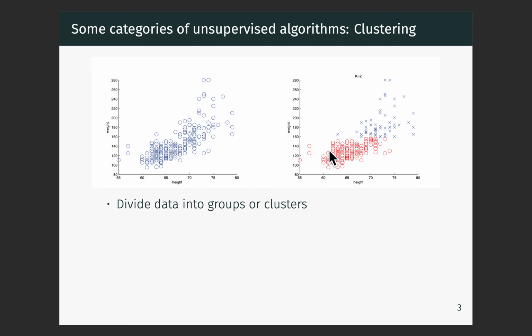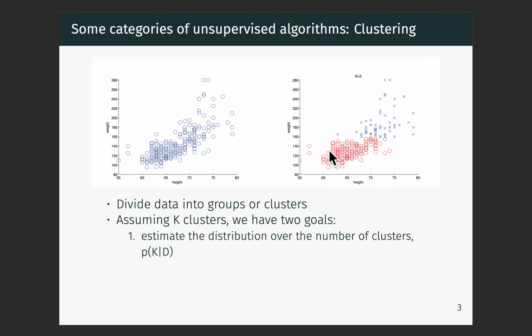So just to revise, the key idea of clustering is to divide the data into groups or clusters. And if we assume that there are k clusters, we have two goals. So you might already be wondering how do you learn k, or how do you know what k, what number of clusters, to use? So that's the first problem. We are trying to estimate the distribution over the number of clusters, which is to say that you're modeling the probability of the number of clusters given data. And then finally, you'll choose the mode of this, or you'll maximize this term to get a k optimum.